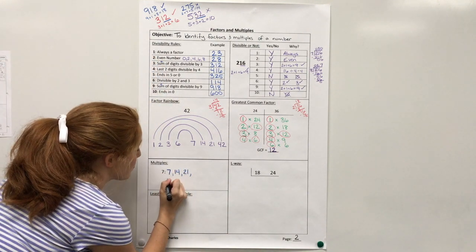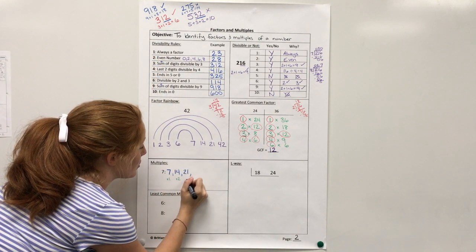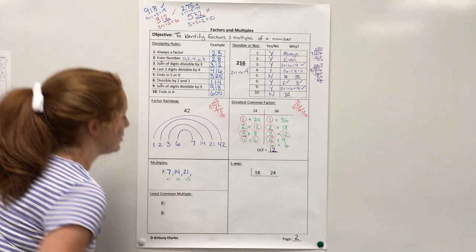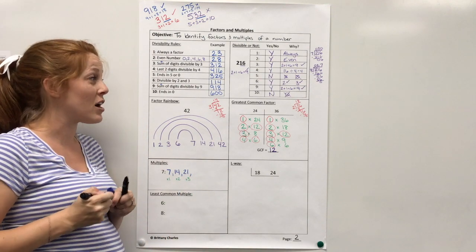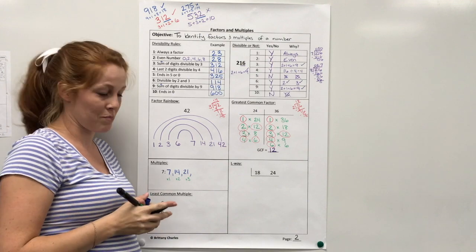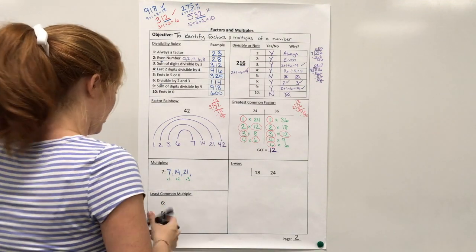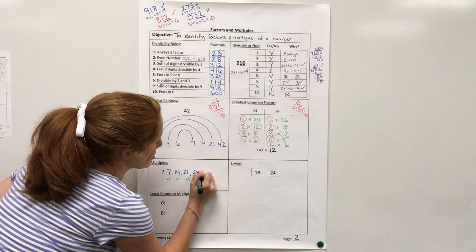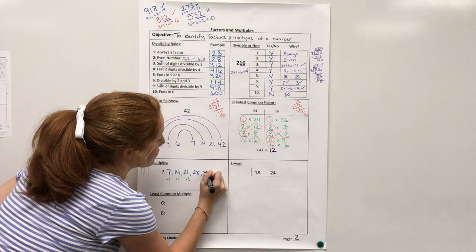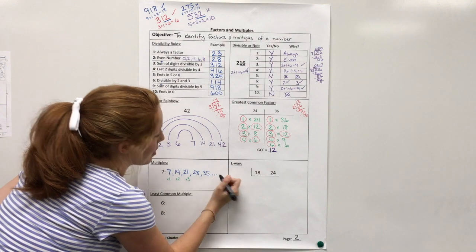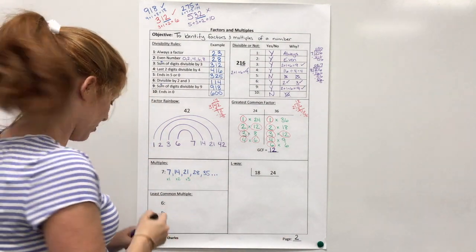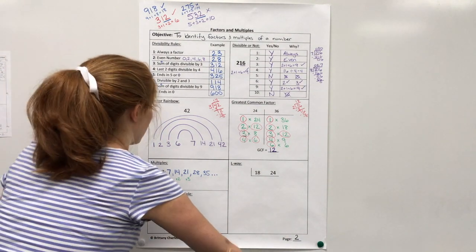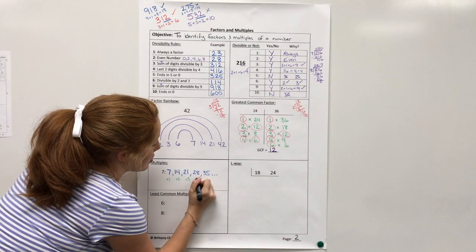So this is times 1, times 2, times 3. In general, if it's on my paper, I want it to be on yours. So make sure you're getting everything down. All right, so a few more multiples. 28, 35, and I'm just going to put dot, dot, dot because you could go on forever. And again, this one would be times 4.